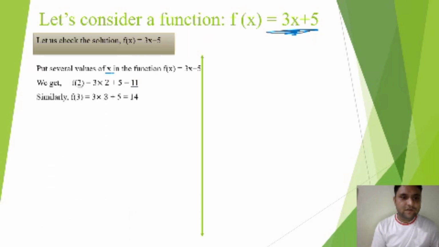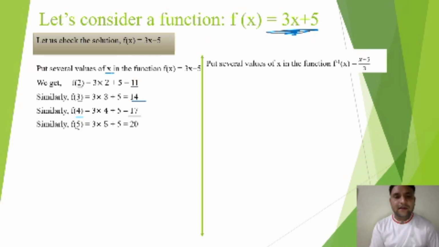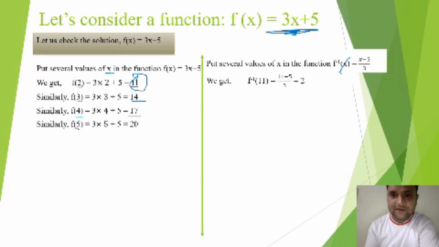Similarly, when we put 3, we'll get 3 into 3 plus 5, 14 as our answer. And in just the same way, when you put 4, we'll get 17 as our answer. And when we put 5, we'll get 20 as our answer. Now we'll put back the values which were obtained earlier into the inverse function. So what I mean to say is that the answers that we had obtained earlier will be put in our inverse function. So let's see what will happen.